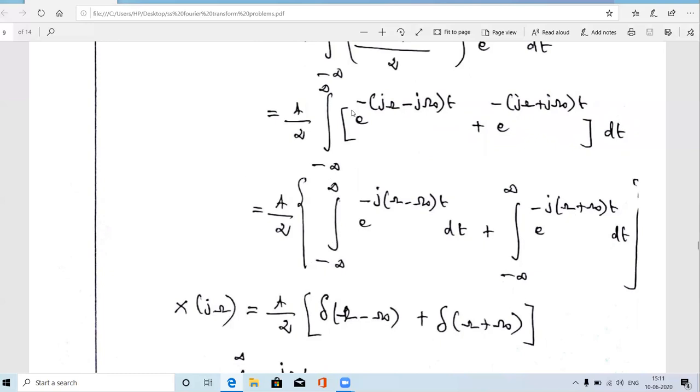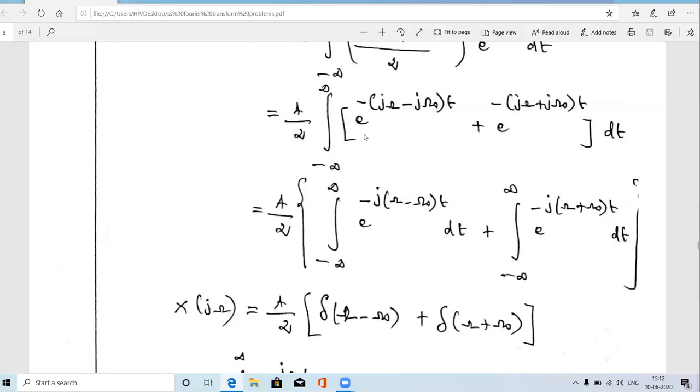We studied, that is we solved, different Fourier transform problems. In those, the limit is restricted to either 0 to infinity, or minus infinity to 0, or some minus T by 2 to T by 2.